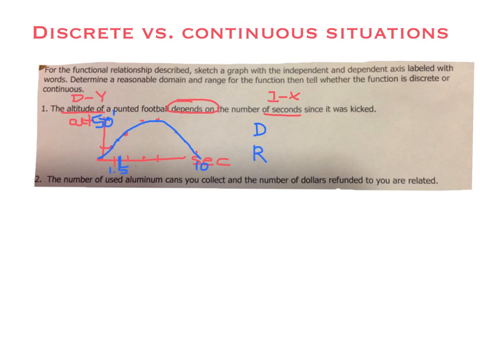Okay, so domain, remember, is from left to right. So domain, my smallest, my largest. And since I have points there, it's going to be a bracket. Range is bottom to top. And the top we said was 50. So my reasonable range is going to be from 0 to 50. And again, we're going to use brackets.